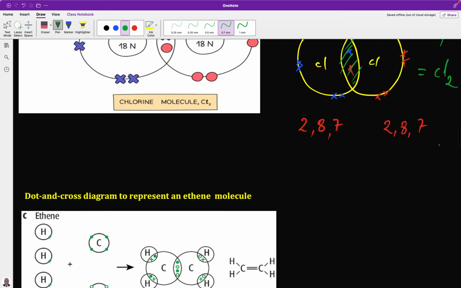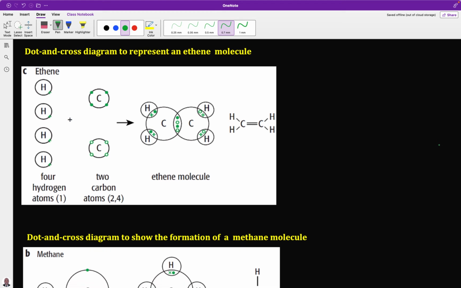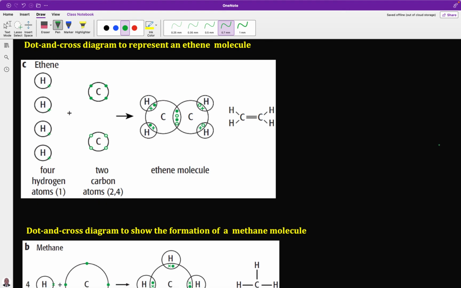Okay, let's go to another example, one that can give you a double bond. Dot and cross diagram to represent an ethene molecule. We have 4 atoms of hydrogen. Hydrogen has only one proton and one electron, so hydrogen is unstable. It needs to have 2 electrons in the outer shell to be stable, and it cannot give out all the electrons. It will look for the possible means to share the electron. If it shares the electron, then that will be okay.